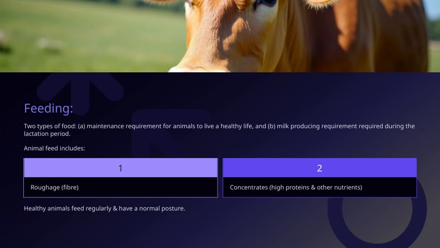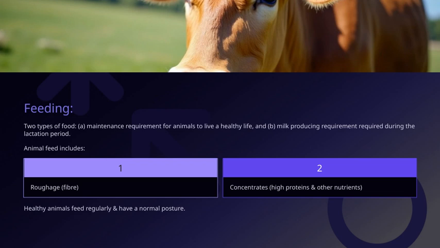The second type is the milk-producing requirement, which becomes especially important during lactation. When animals are producing milk, they need additional nutrients to support that process and ensure both their health and milk quality. Now, moving on to what animal feed actually includes, we primarily have two categories.